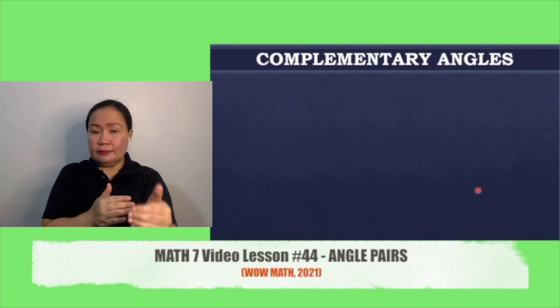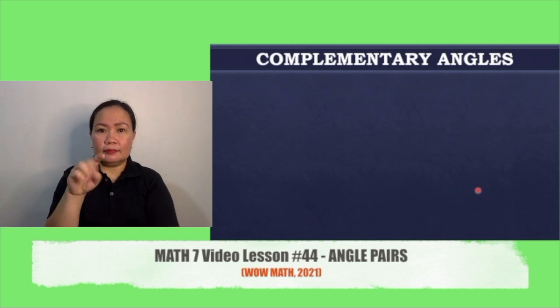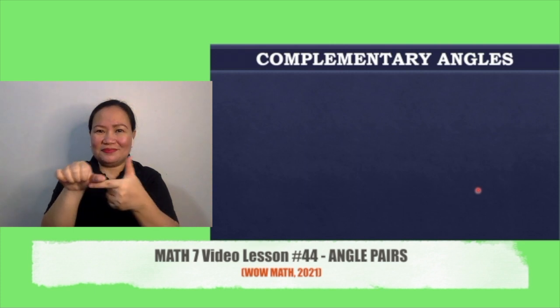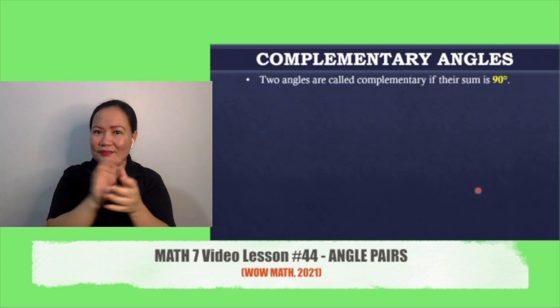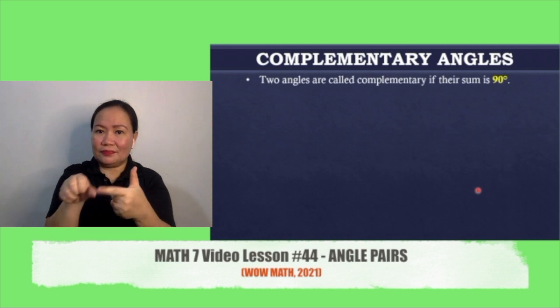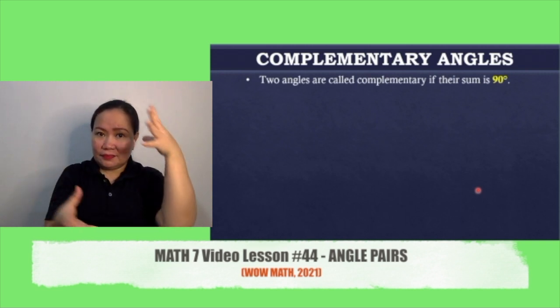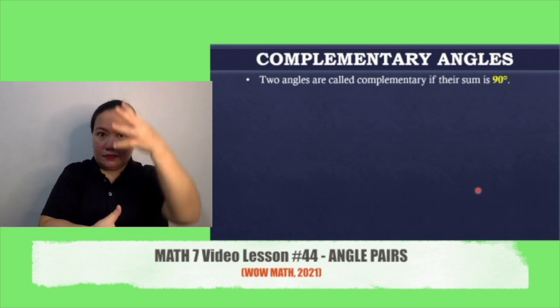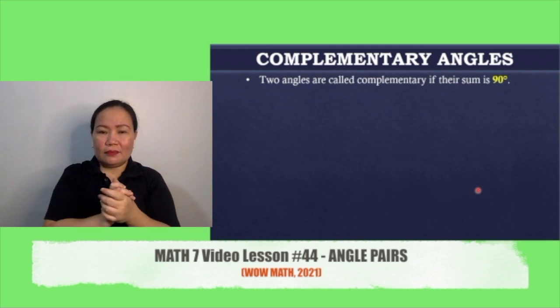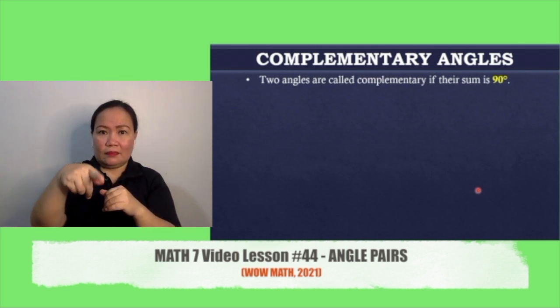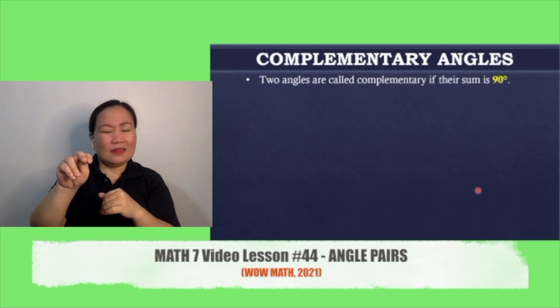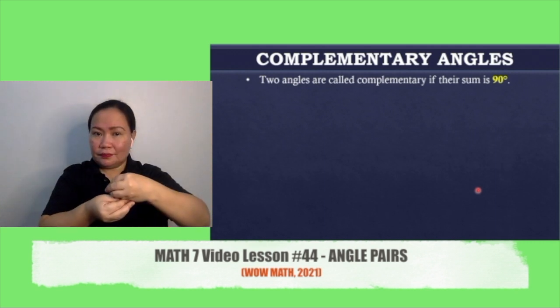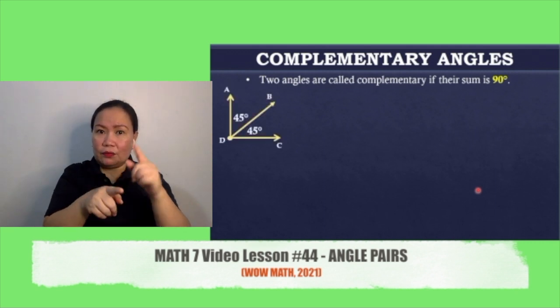Okay, so let's have the complementary angles. Okay, so when we say complementary angles, these are two angles whose sum should be 90 degrees. So, we can call them complementary angles when the sum of their measures is 90 degrees. Okay, let's have an example.